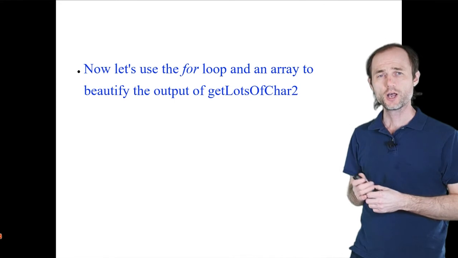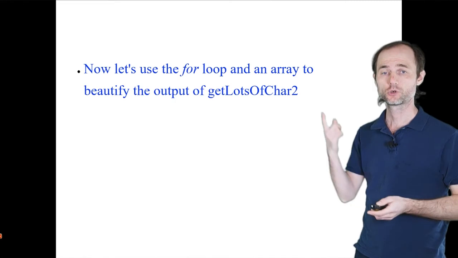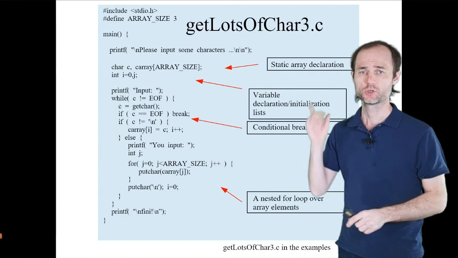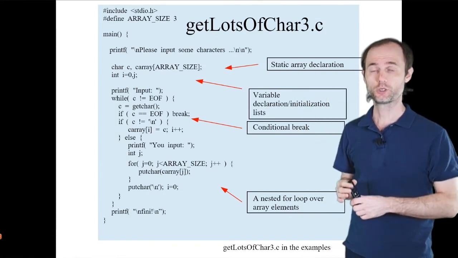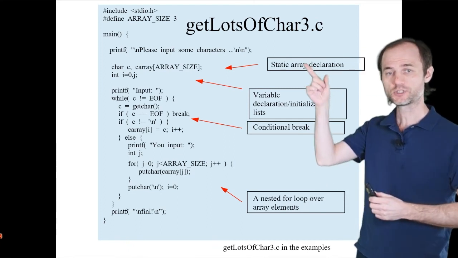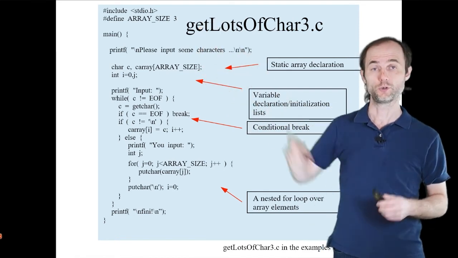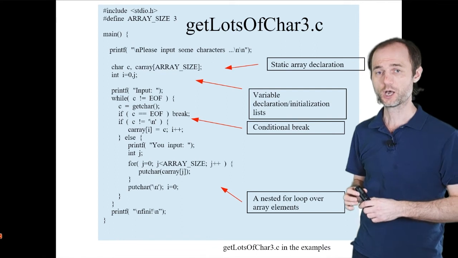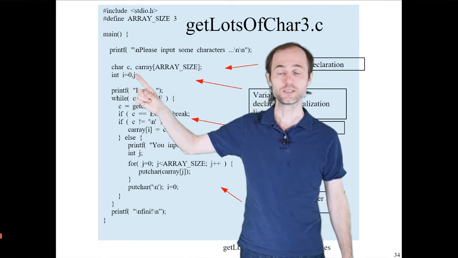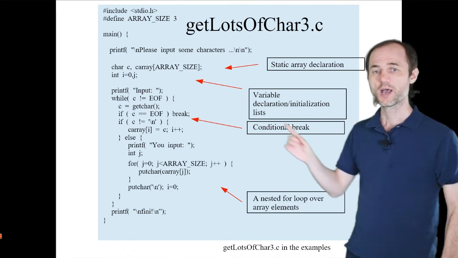So now let's try and use the for loop and an array in order to make our output look amazing. So this is our new glorified get lots of chars 3.c, where we're using static array declarations initially with an array size of 3. Watch out for buffer overflow. That will be our homework problem set. Notice that again, c is not initialized, so that is an issue, something that you will need to fix as well.